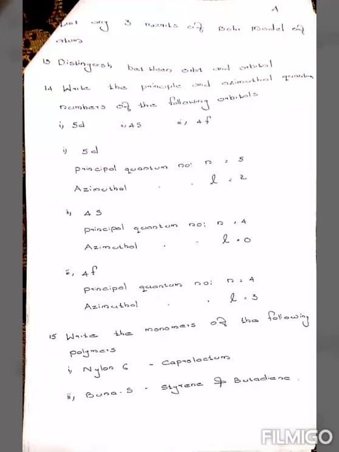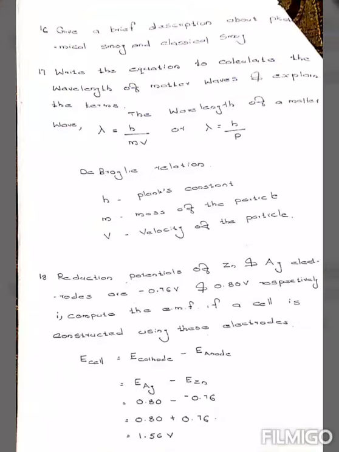Next question, write the monomers of the following polymers: nylon 6, caprolactam, butadiene, styrene and butadiene. Give a brief description about photochemical and classical smog. Next question, write the equation to calculate the wavelength of matter waves and explain the terms.